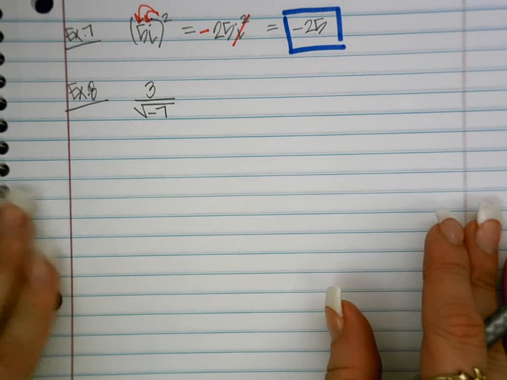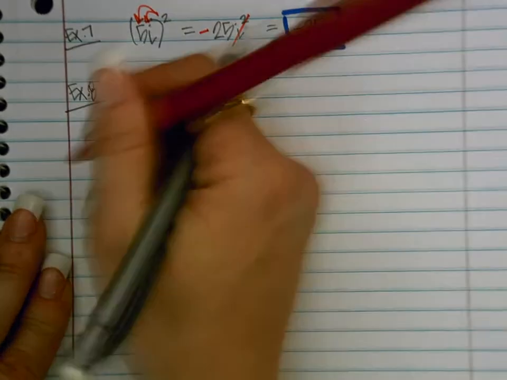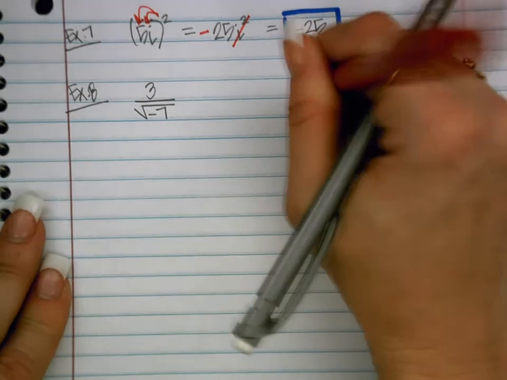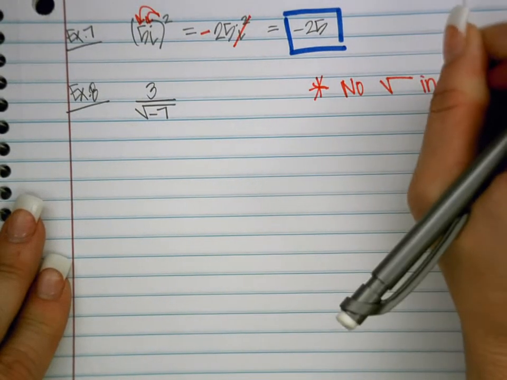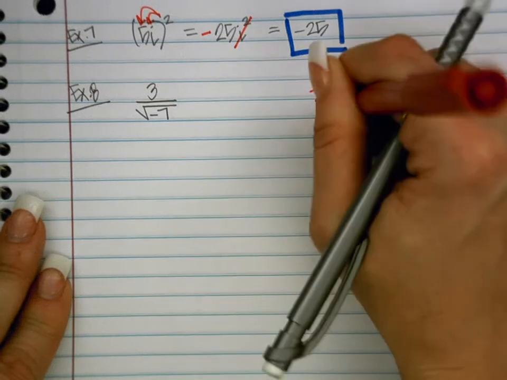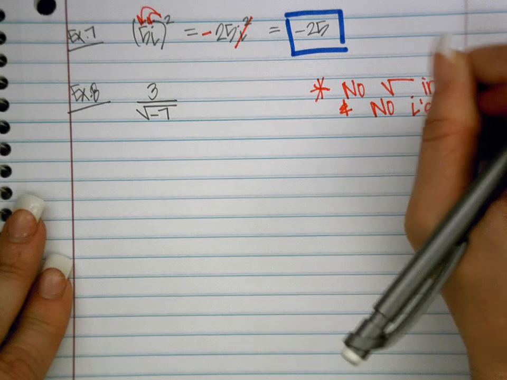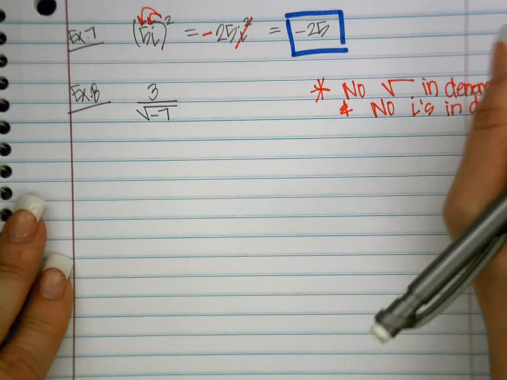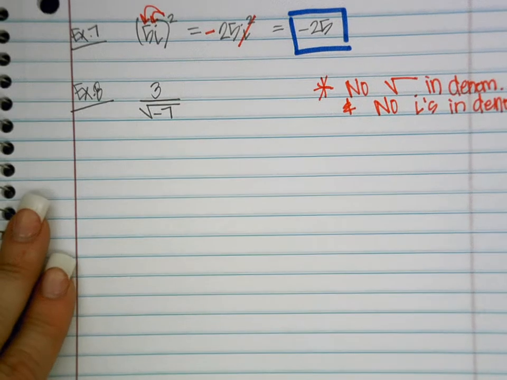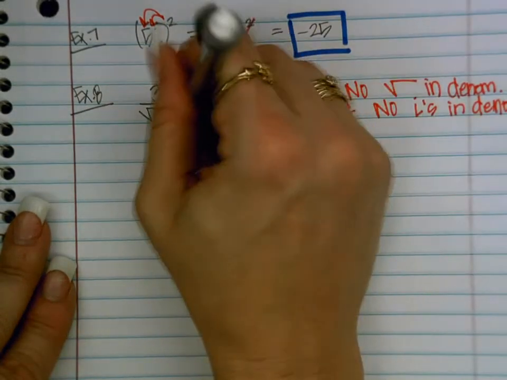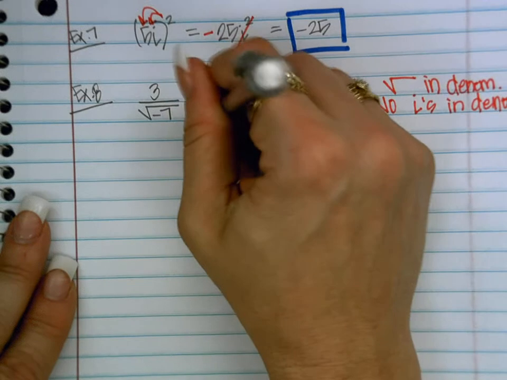Now, there's 2 problems here. Number 1, for answers, in math, there can be no roots in the denominator, and you can't have any i's in a denominator for an answer. So here we actually have kind of 2 problems. If you simplified this, it would be 3 over, take out the negative as an i root 7.